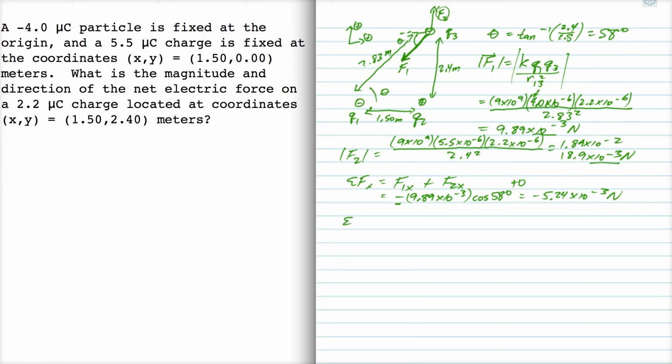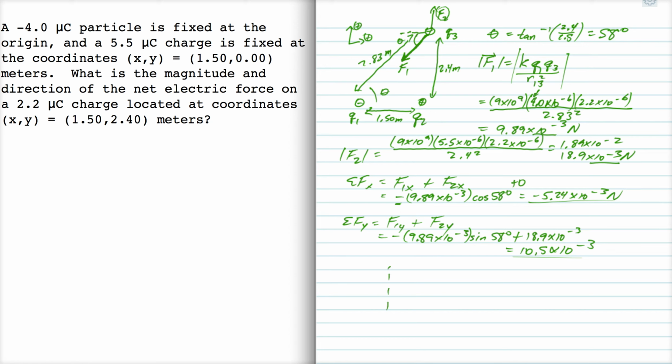And then the sum of all the y forces is F1y plus F2y. Now F1y is also negative. It's negative 9.89 times sine 58. But then the y component of F2 is positive 18.9 times 10 to the minus 3. So that works out to be 10.5 times 10 to the minus 3. Okay, so there's my x component and my y component of the resultant.